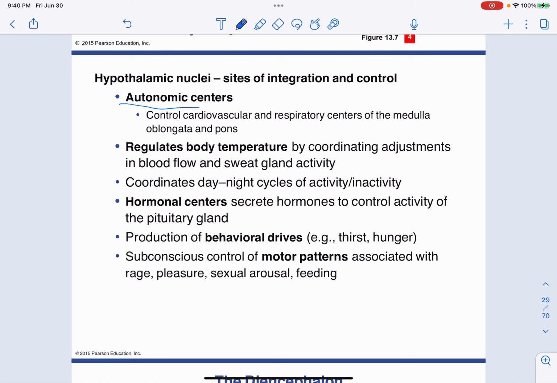So there's autonomic sensors, and we talked about the cardiovascular and respiratory centers of the medulla oblongata and the pons. These centers are subject to the hypothalamus telling them what they should be doing in response to all the other information coming in. So for example, for breathing, we talked about the medulla oblongata setting the rhythm that controls the diaphragm. And then the pons modifies that behavior based on your level of activity.